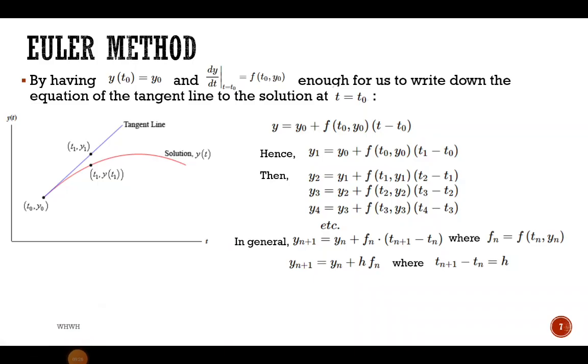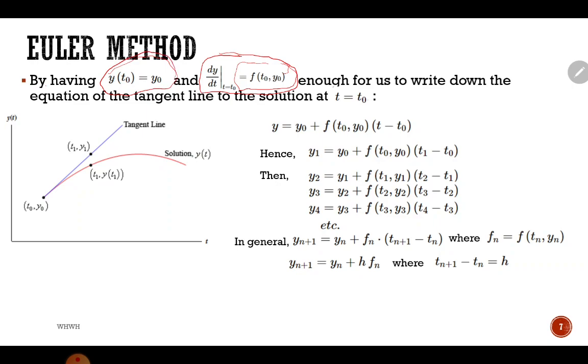So here let's try to understand how Euler's method works. As I explained, dy dt at t equals 0 is equal to f(t naught, y naught). This is very important for you to understand: f(t naught, y naught) equals dy dt at t equals 0. This means the value of the derivative at t equals 0.